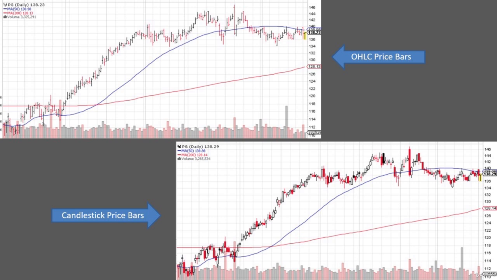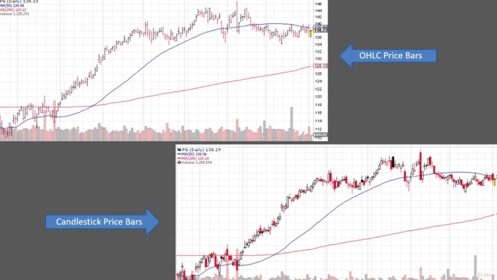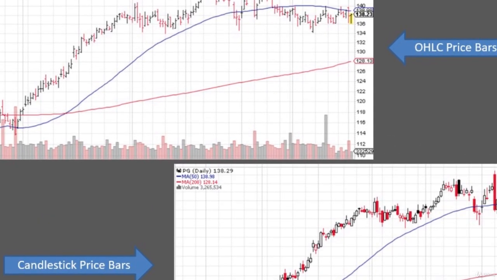Here's an example of the same exact security over the same period, showing what it would look like with open, high, low, close bars versus candlestick bars. You can see they look similar, but they also look different, and in what you can get from them. One thing with candlestick bars is that there are things that can be indicated. They give you more information within a pattern or the shape of the candle itself.